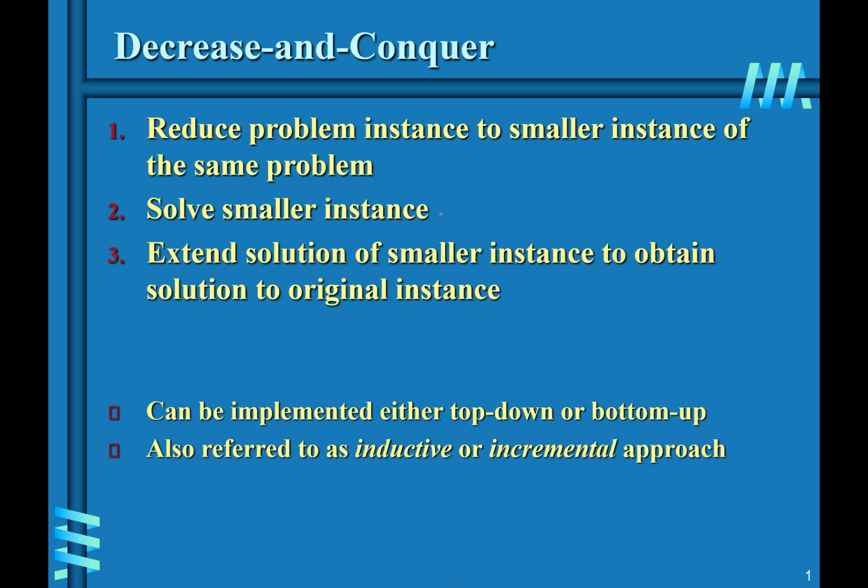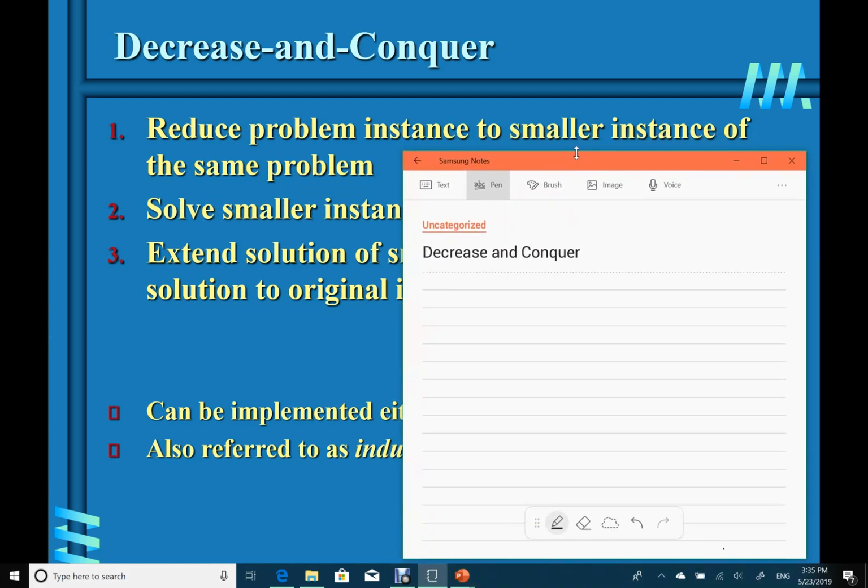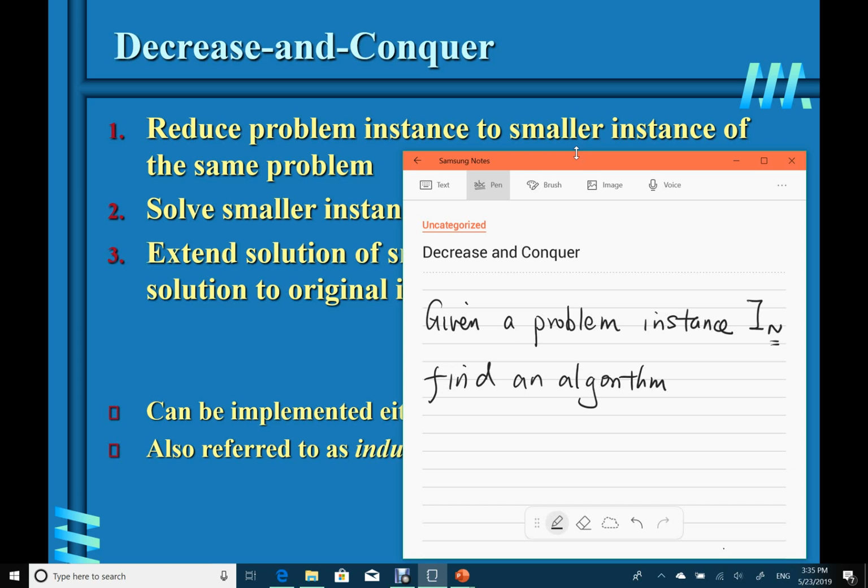If we could find this beautiful relationship, then we can implement it through top-down decrease and conquer or bottom-up decrease and conquer. Let me explain what this relationship is, and let me draw here. So we say, given a problem instance, let's use IN to represent that, corresponding to n items. Find an algorithm, or execute the algorithm, to solve this problem.